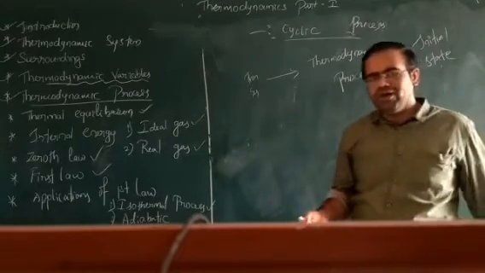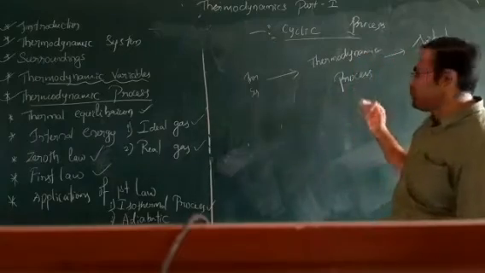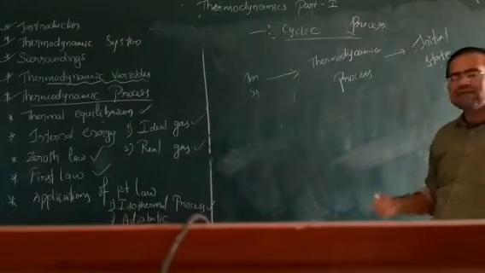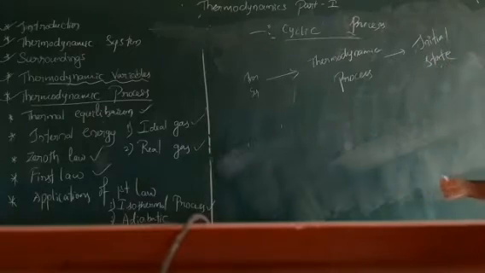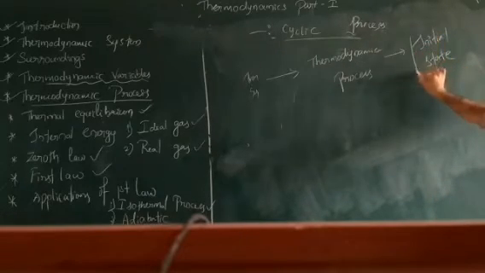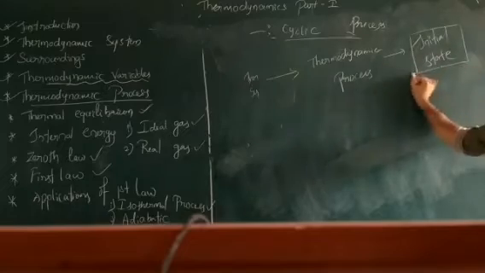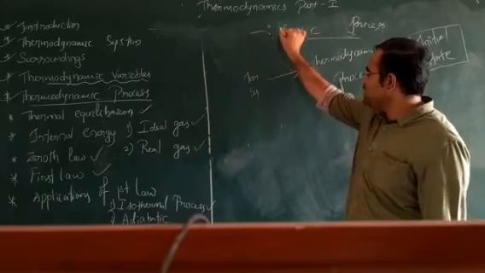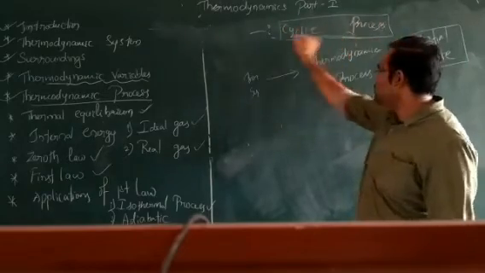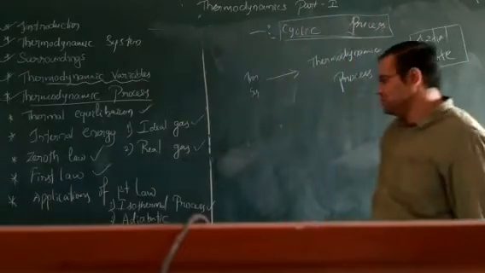It may go through many thermodynamic processes. Even though it goes through many thermodynamic processes, it should return back to the initial state. So when it returns to the initial state, that process is called a cyclic process. That should be considered as a cyclic process.